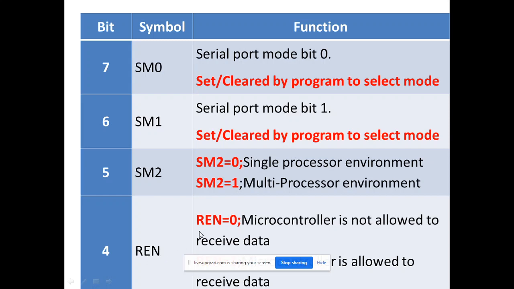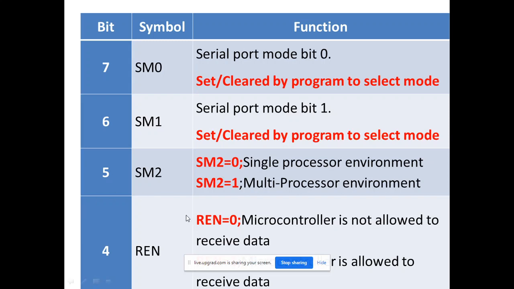Next one is REN, that is receiver enable. Suppose the microcontroller is doing some critical task and somebody is providing data continuously and disturbing the microcontroller. In that situation, the microcontroller has the right to avoid that reception, and this is done by making REN equal to 0. When REN is 0, we are disabling the reception, meaning anybody can send data to the microcontroller but the microcontroller is not listening to or receiving that data.